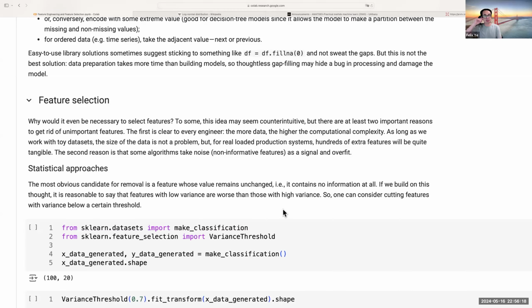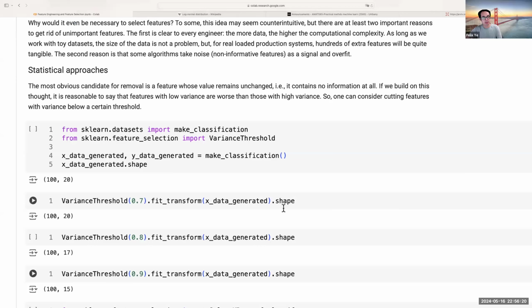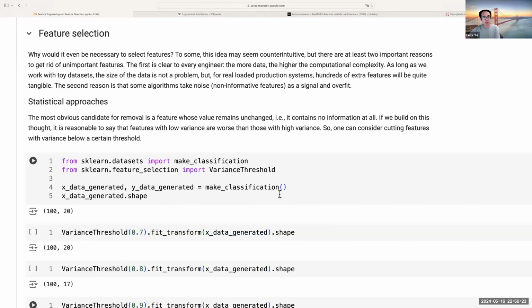Okay, next is feature selection. For example, if we have too many features, and we're going to talk about this later, it might overfit, and overfitting is a very, very dangerous thing. Sometimes it might create a lot of problems. So we need to get rid of some unimportant features.